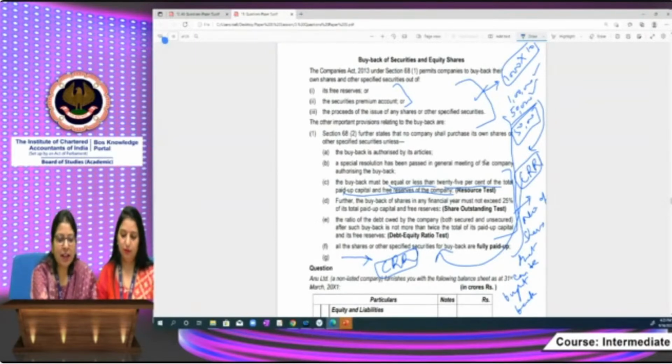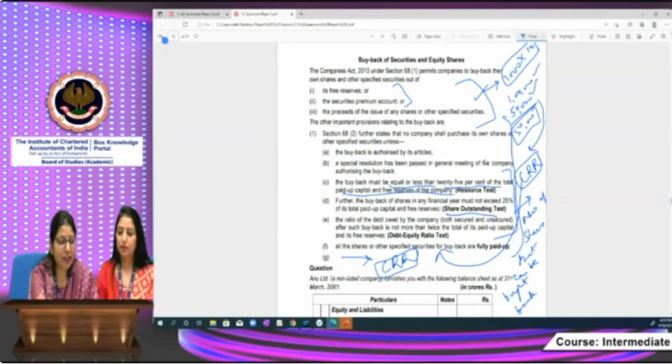Second test is share outstanding test. The buyback of shares in any financial year must not exceed 25% of its total paid up capital and free reserves. So it is a share outstanding test. That number of shares you can calculate, that must not exceed 25% of the total paid up capital and free reserves. Free reserves we have already understood.